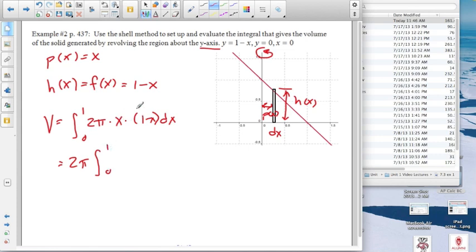And so we have this expression for the volume. I'm going to go ahead and distribute that. So that's going to be x minus x squared. Now I need those brackets. And that's easy enough to integrate, so we can go ahead and integrate this one by hand. Integrating x, we get x squared over 2. Integrating x squared, we get x cubed over 3.